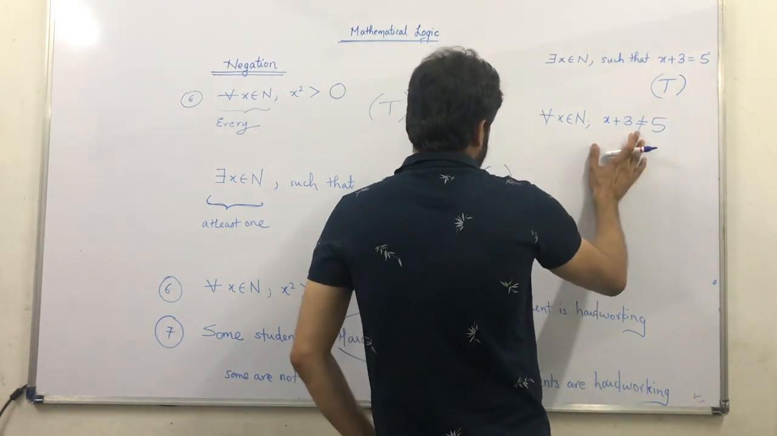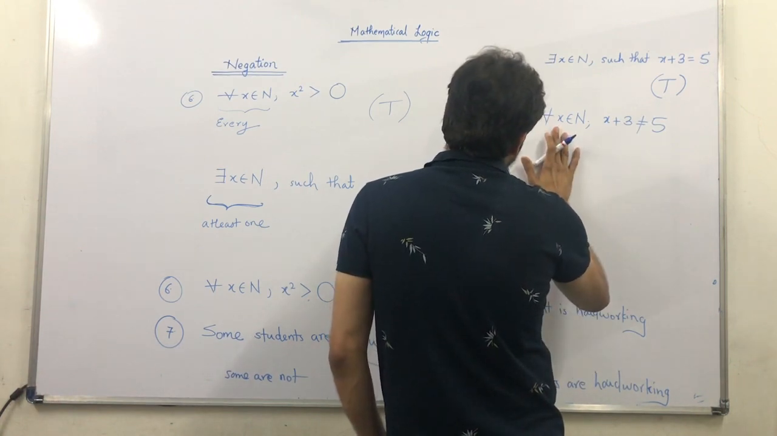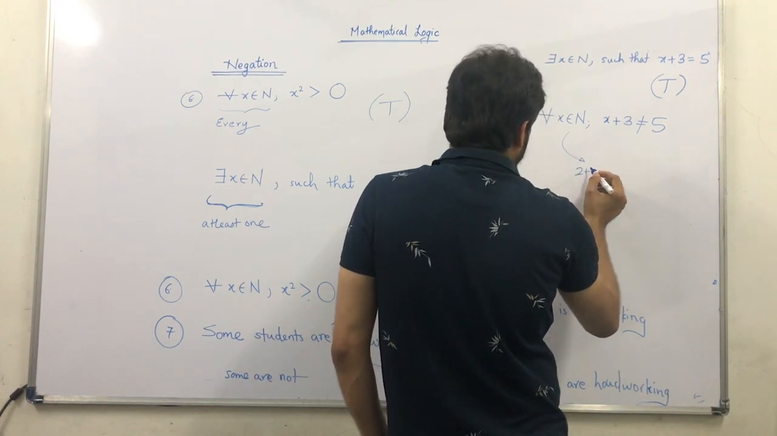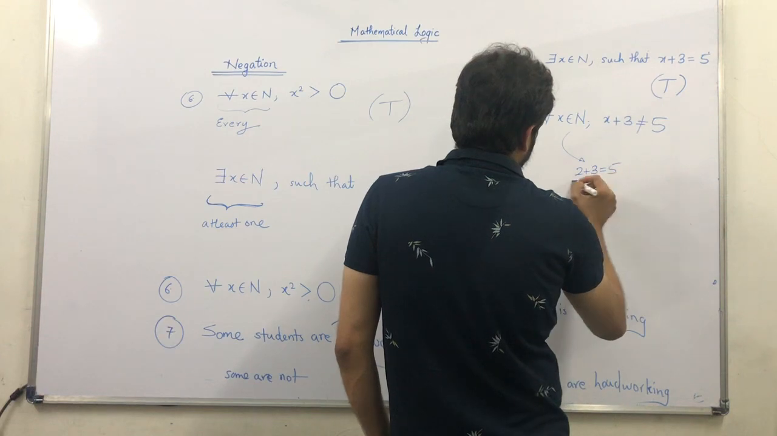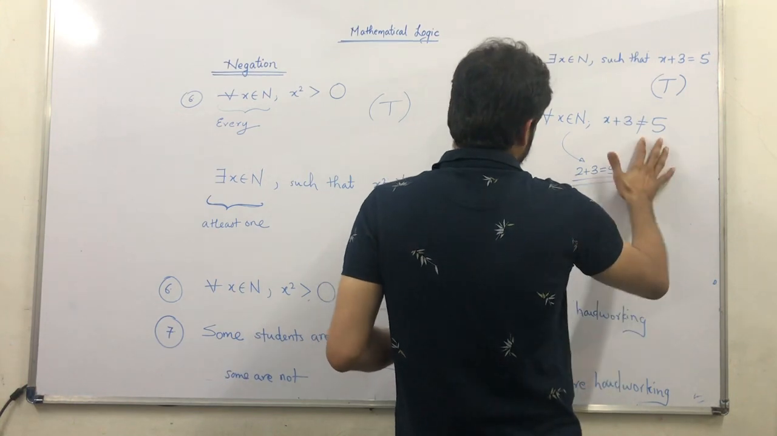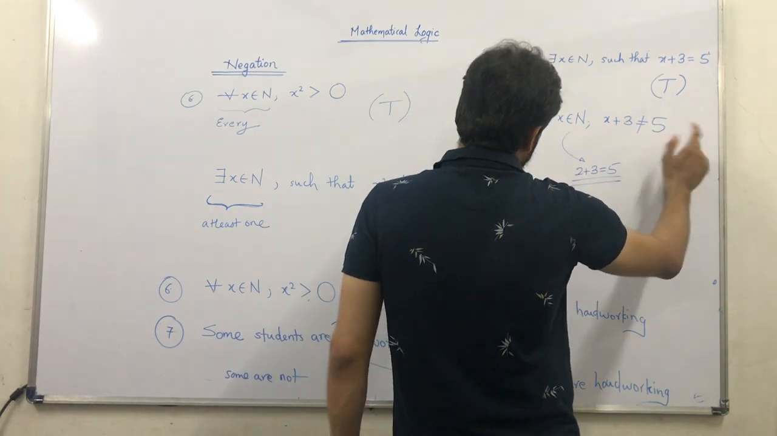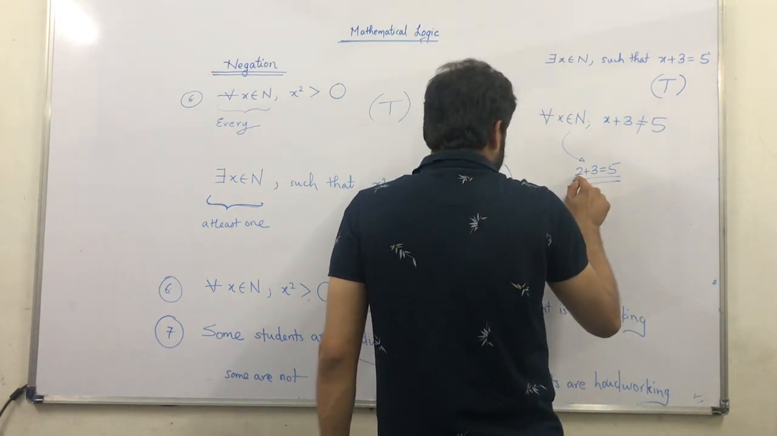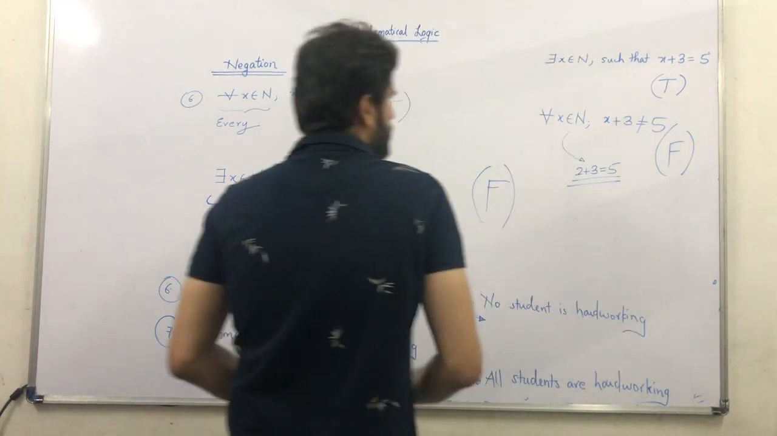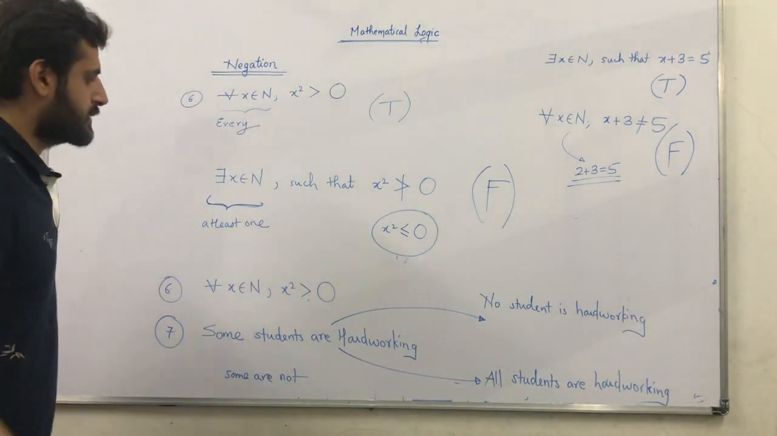Right? So is this a true statement? x plus 3 is not equal to 5 for all natural numbers? No. There is a natural number where 2 plus 3 is equal to 5. So 2 does not satisfy this. 2 plus 3 is 5, and 5 not equal to 5 does not satisfy this. So for all natural numbers, x plus 3 is not equal to 5 is a false statement because there is a natural number 2 which will satisfy this. So this is a true statement, and this becomes a false statement. Okay. So this is how negation works.